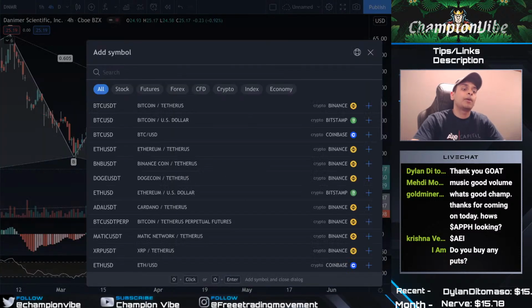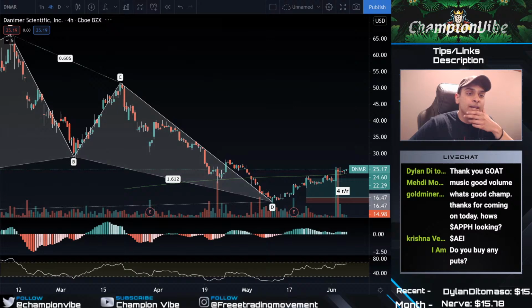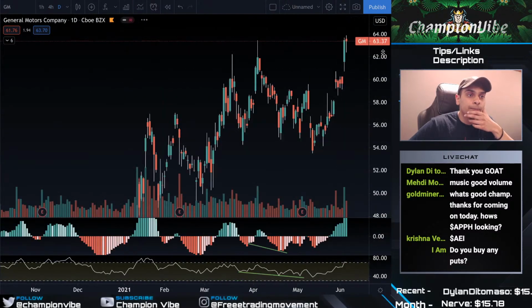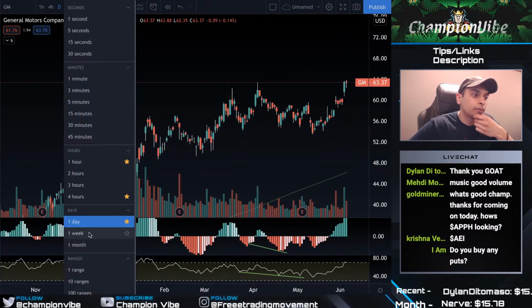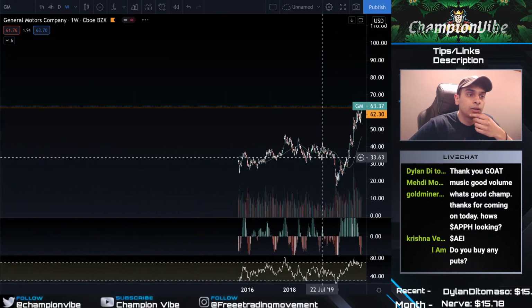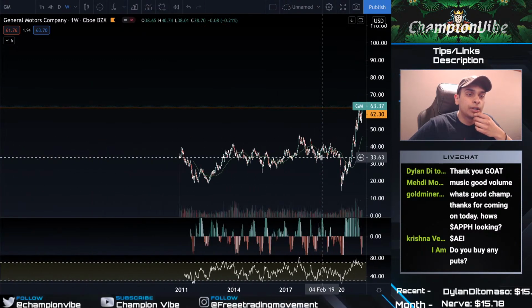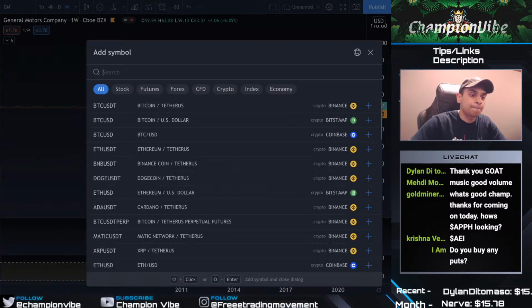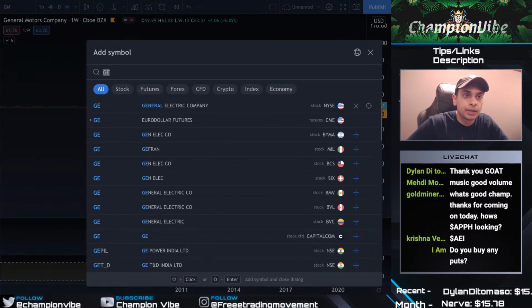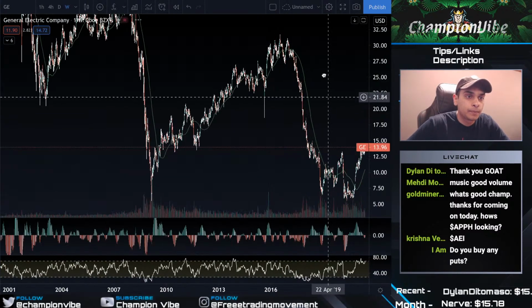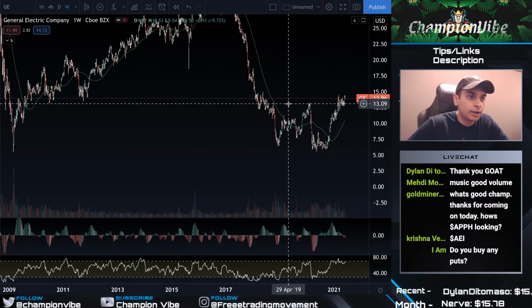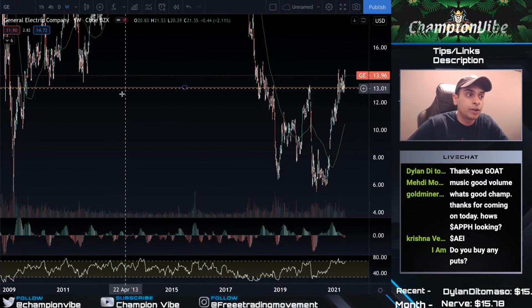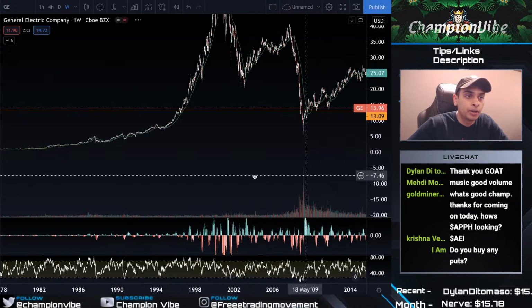Wait. One thing I want to talk about on GM is it's breaking a major area. We got to go on the weekly. Is it GM or was it GE? It might have been GE. It was GE. Let me show you GE. Take a look at this GE chart. All right. Look at the area that it's trying to break. It's actually already broken at $13. Such an important area.